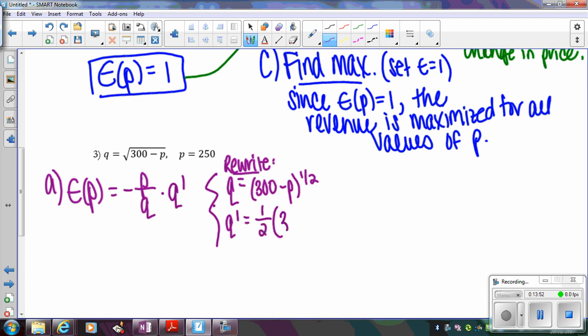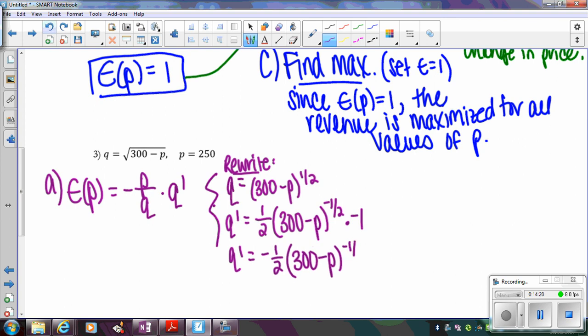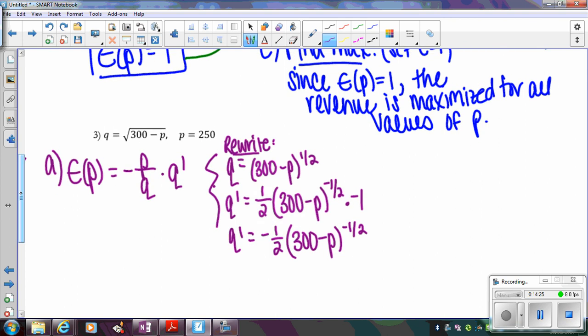So it's going to be 1/2 (300 minus P), subtract 1 from that. So you're going to get negative 1/2 times the derivative of the inside. Don't forget about that derivative of the inside. So it's going to be times a -1. So that means Q prime is going to be 1/2, or actually let me go ahead and multiply that negative. So it's going to be negative 1/2. And then the inside's just going to stay because that's attached to the negative 1/2 exponent.